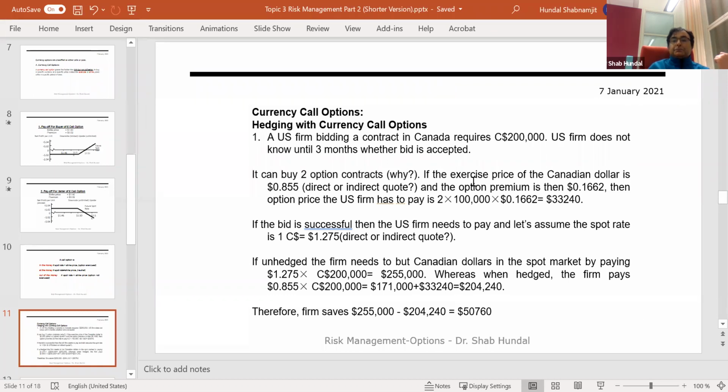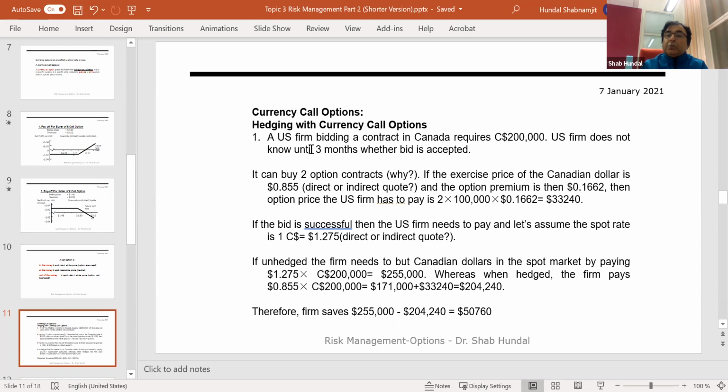And what you do, you agree with the bank or the broker that the exercise price is 1 Canadian dollar is equal to 0.855 American dollar. And it's a direct quote. I just wrote it here to confuse you. It's a direct quote. And the premium for each Canadian dollar, the option premium, is 0.1662 American dollar.